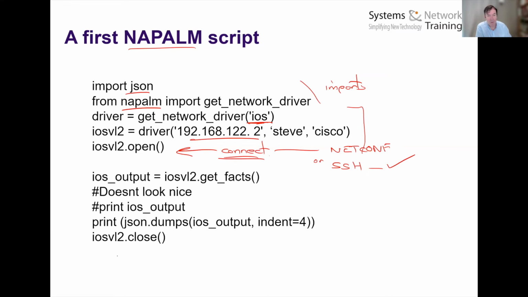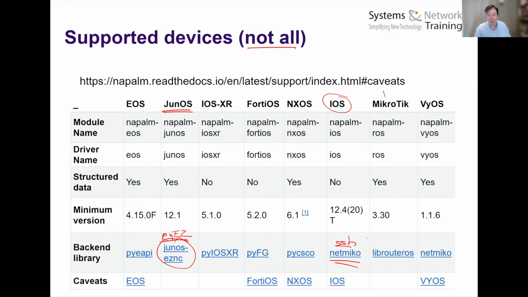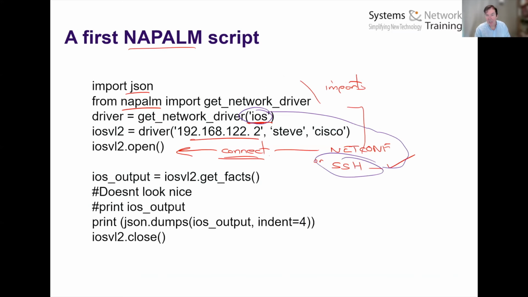So the iOS, if you remember, is what's used. Underneath, here's the library, Netmiko, SSH, if it's iOS. If it was Junos, it would have used PyEZ, and PyEZ actually uses Netconf, and that's what's actually going on there.